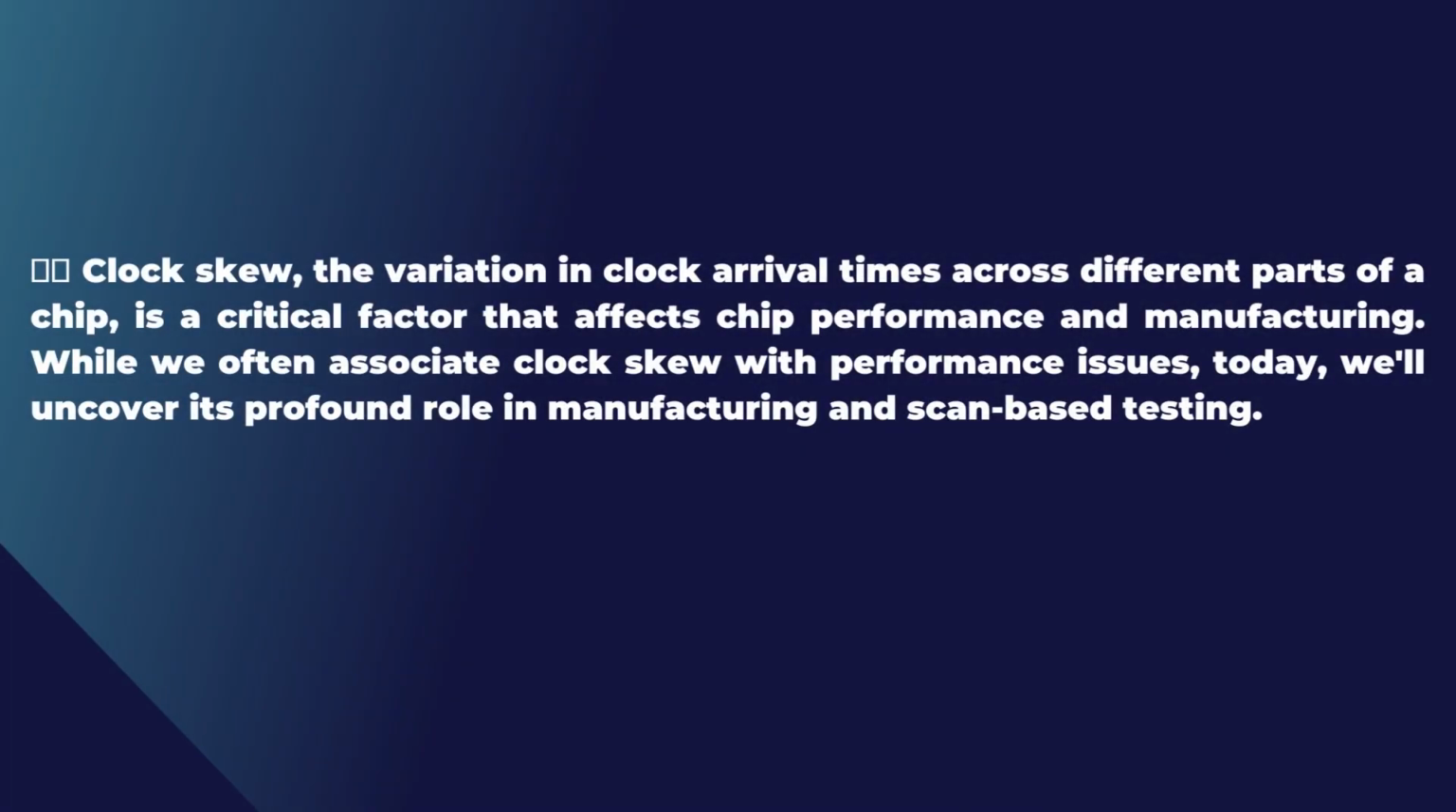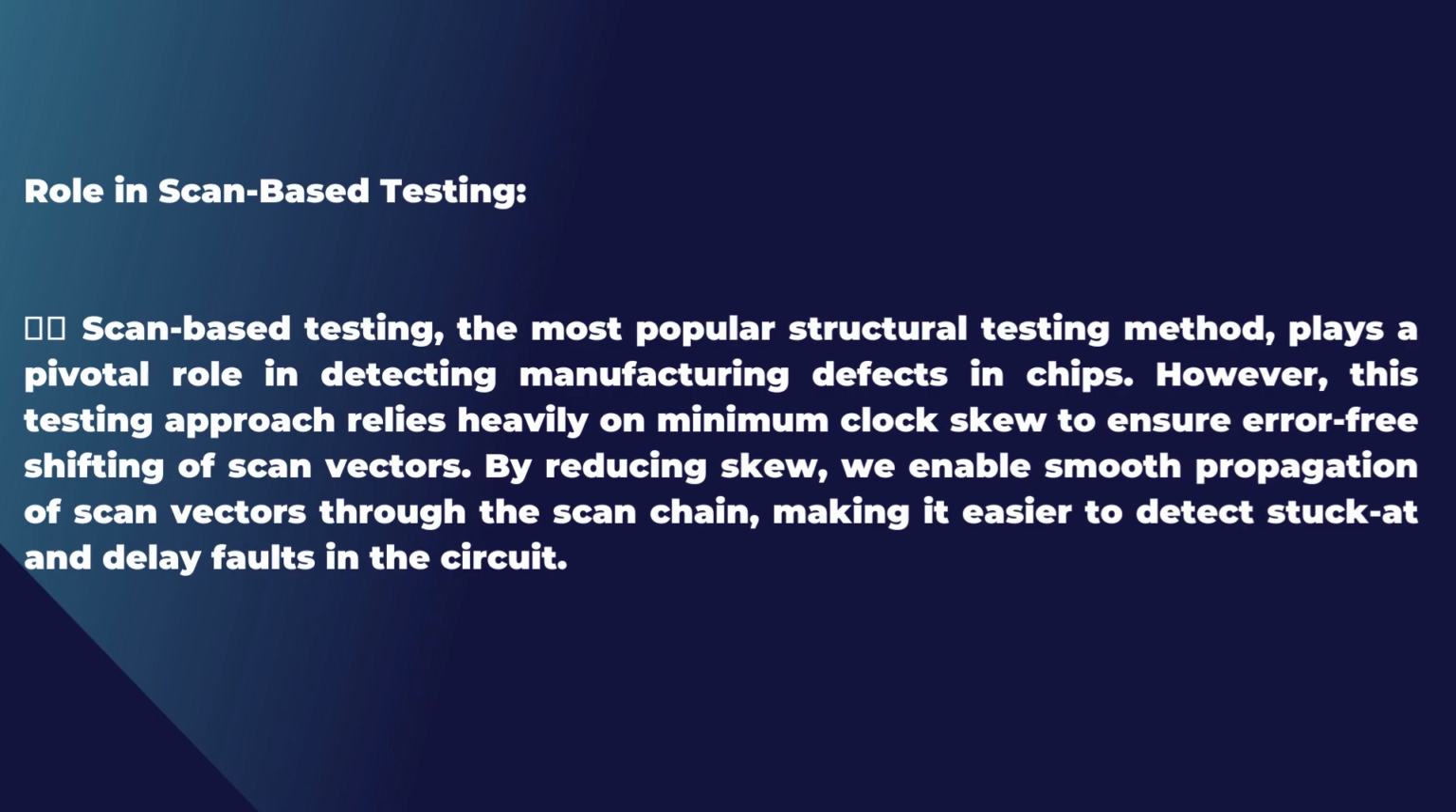Clock skew, the variation in clock arrival times across different parts of a chip, is a critical factor that affects chip performance and manufacturing. While we often associate clock skew with performance issues, today, we'll uncover its profound role in manufacturing and scan-based testing. Scan-based testing, the most popular structural testing method, plays a pivotal role in detecting manufacturing defects in chips. However, this testing approach relies heavily on minimum clock skew to ensure error-free shifting of scan vectors.